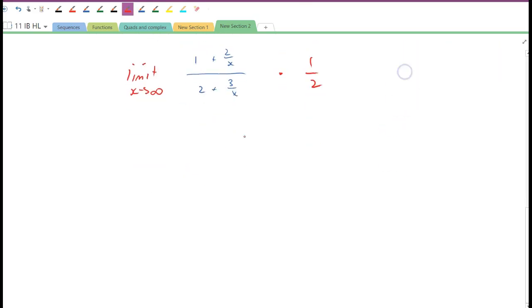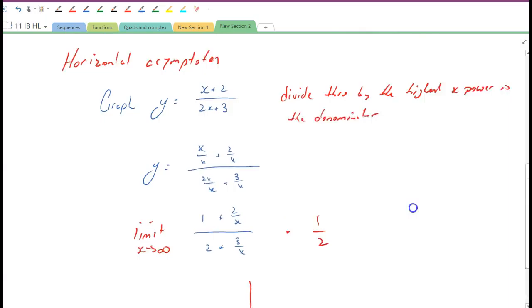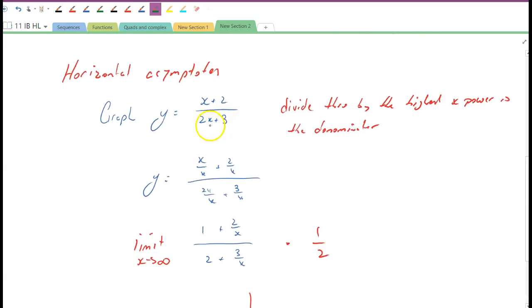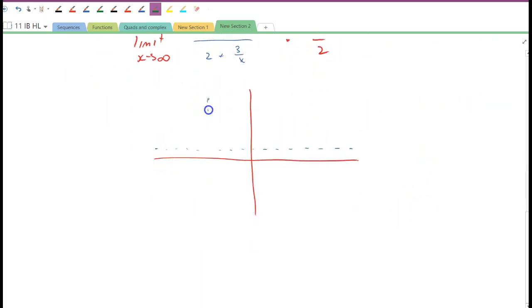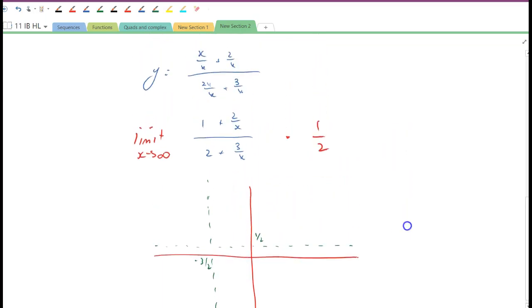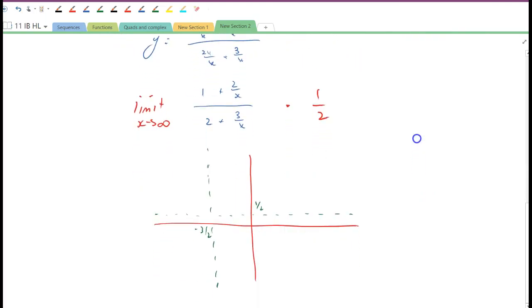So now we can get to work on the graph. 1/2 is my horizontal asymptote, so I'll put that through there. Do I have a vertical asymptote? Well, yes, I do. It's when 2x plus 3 equals 0, so when x equals minus 3 over 2. That's going to be over here somewhere. x equals minus 3 over 2. Remember, this is equal to 1/2, and we're getting close to what this thing looks like.